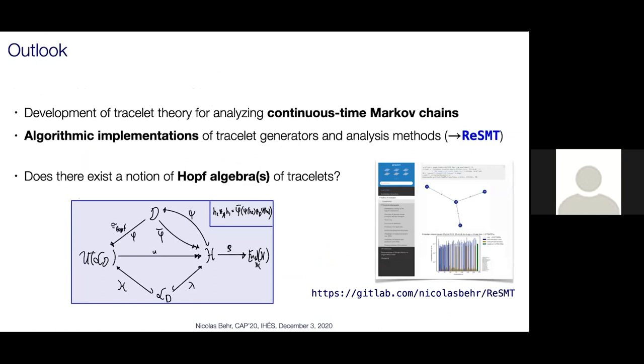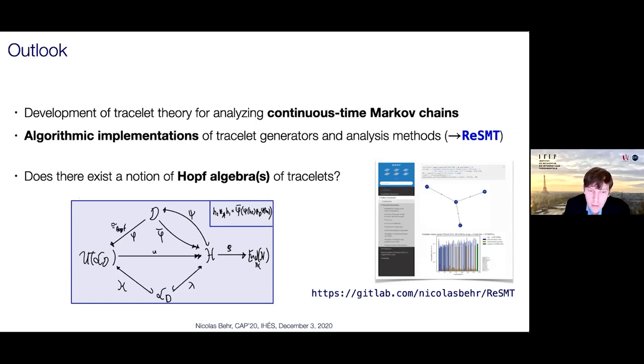I've given you a quick tour of a new concept, which I call tracelets, which is intended as a generalization of this Duchamp-Penson et al. construction of diagram algebras. It seems to be very useful. I'm developing an implementation of this with a Z3 SMT solver, which is available online, but this is work in progress.